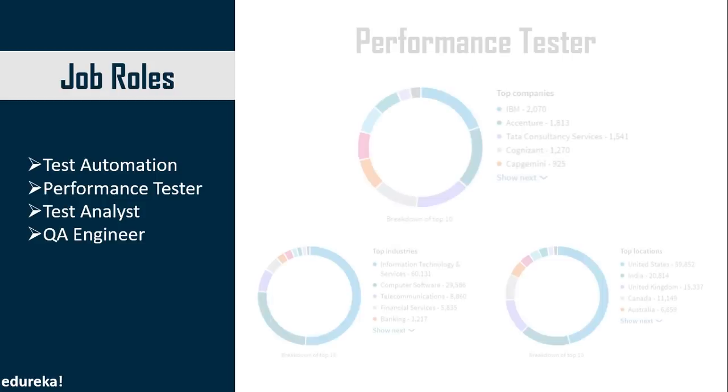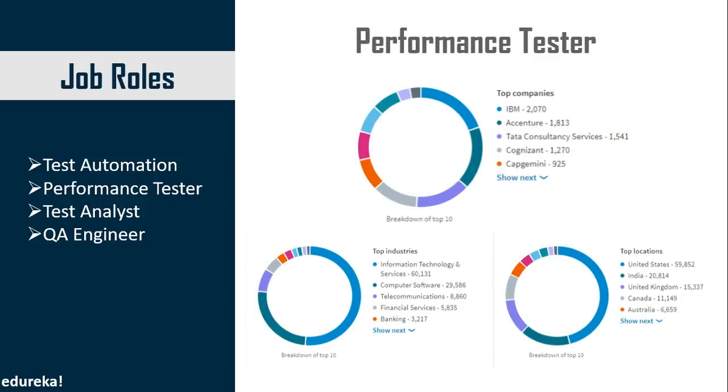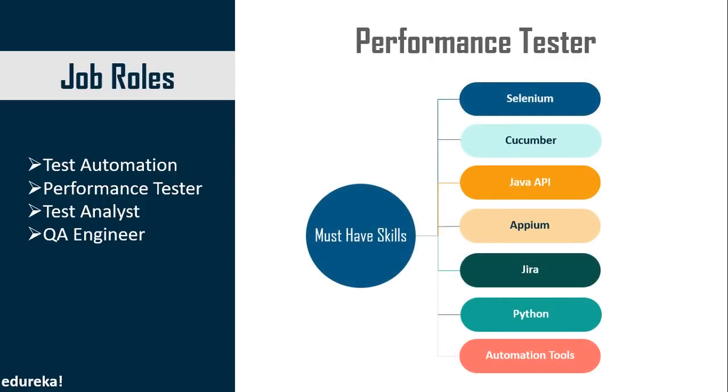Now moving on, next up is the performance tester profile. Some of the top companies for this job role are IBM, Accenture, TCS, Cognizant and Capgemini. Some of the top industries for performance tester are IT services, computer software, telecommunications, financial services as well as banking. The United States is considered to be the best preferred location for a performance tester, followed by India, UK, Canada and Australia. Some of the must-have skills to become a performance tester include the knowledge of Selenium, Cucumber, Java API, APM, Jira, Python, and also you must be proficient with automation tools.